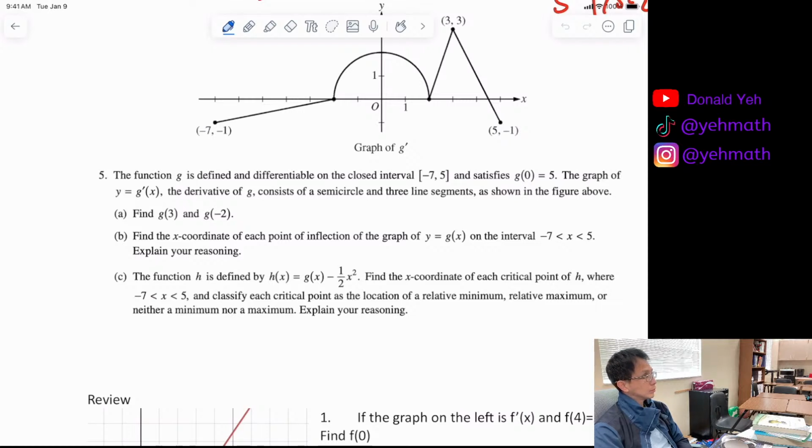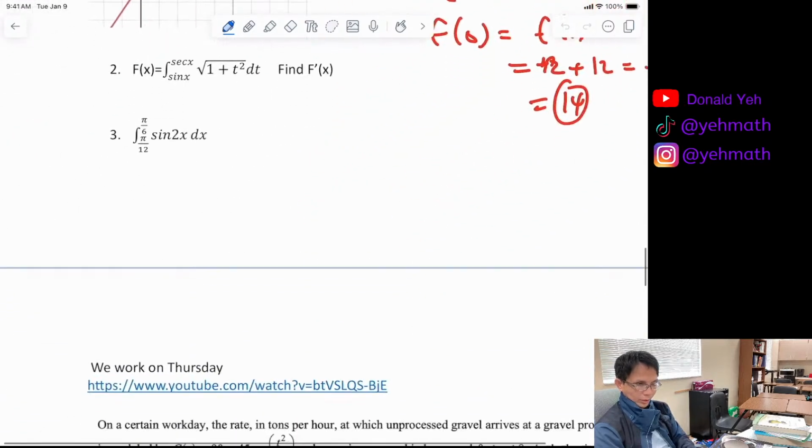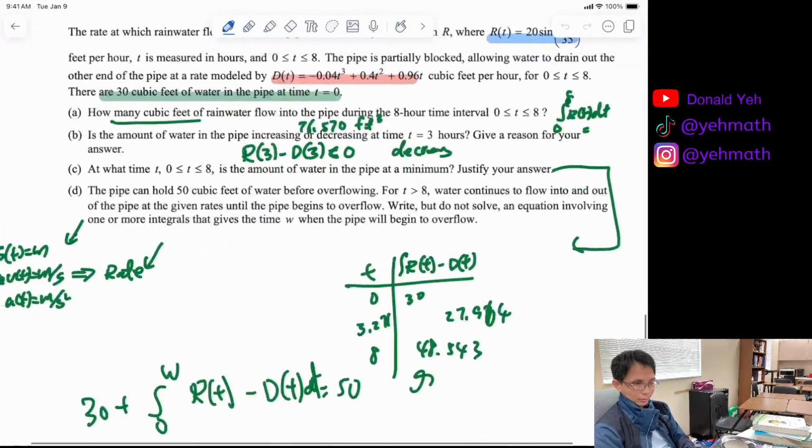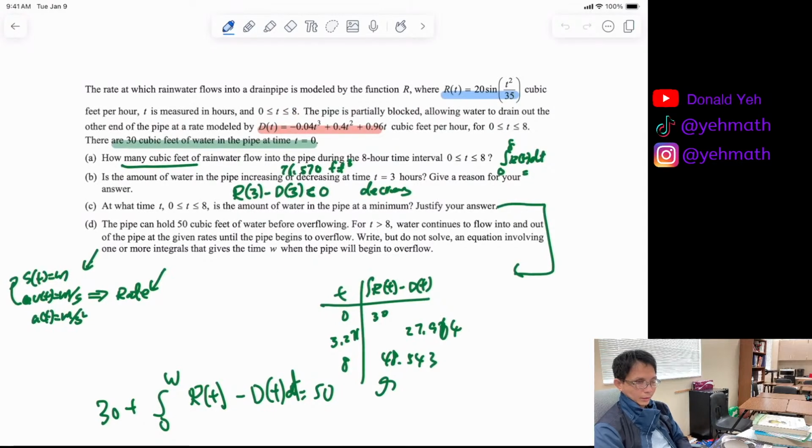Wait, what? Can you go over where the graph works? So it'd be like three left. What'd you say? The two last questions. This one's on the video. This one we did in class, we did it on video yesterday. The first one's the integration from 0 to 8 of r(t) dt, 76.570. And the second one's r(3) minus d(3) is less than 0, decreasing. Nathan was asking about part B yesterday on this one.